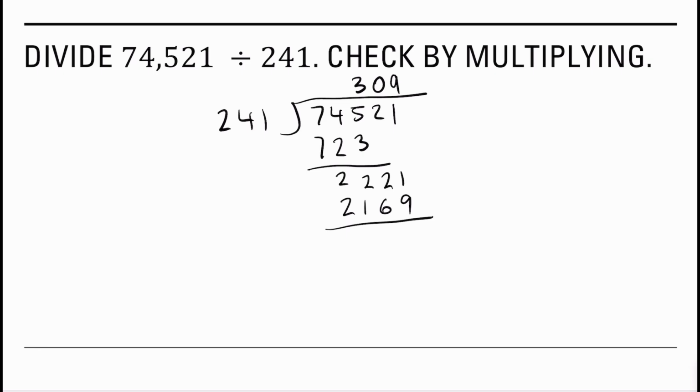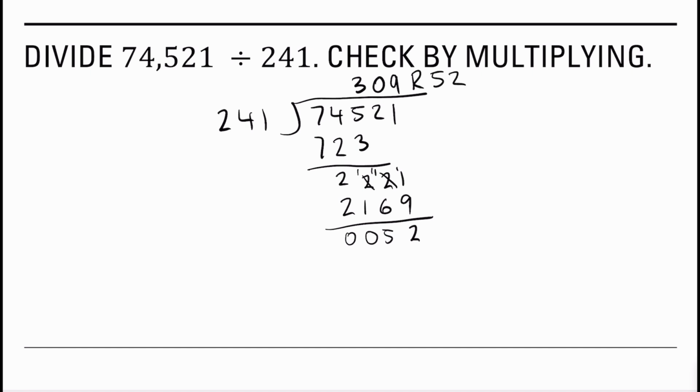And so now we would just do our subtraction. 1 minus 9, well, we have to borrow. So we end up with 11 minus 9. Then we go 1 minus 6, can't do that, have to borrow. 11 minus 6, which is 5. 1 minus 1 is 0, and 2 minus 2 is 0. So we end up with 52. And so what this is saying here is that we have a remainder of 52.